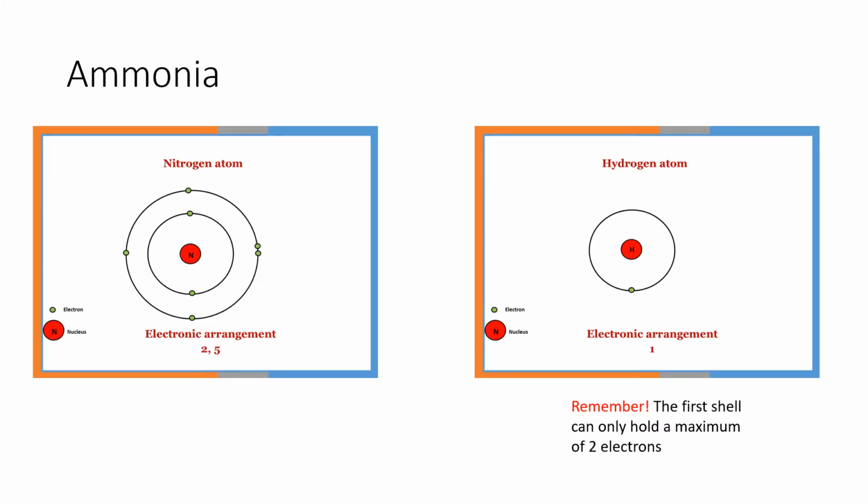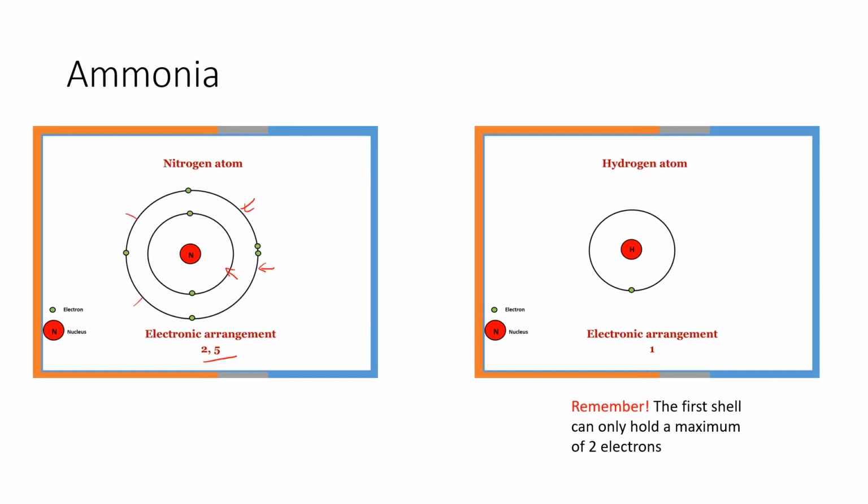Let's look at the bonding in ammonia, which is made up of nitrogen and hydrogen atoms. Nitrogen has 7 electrons and its arrangement is 2,5. So its inner shell contains 2 electrons and outer shell contains 5 electrons. So it needs 3 more electrons to complete its outer shell.